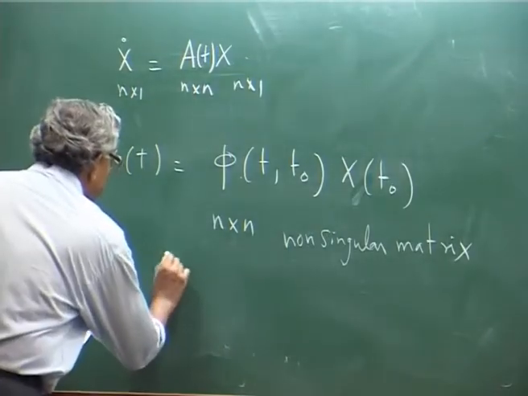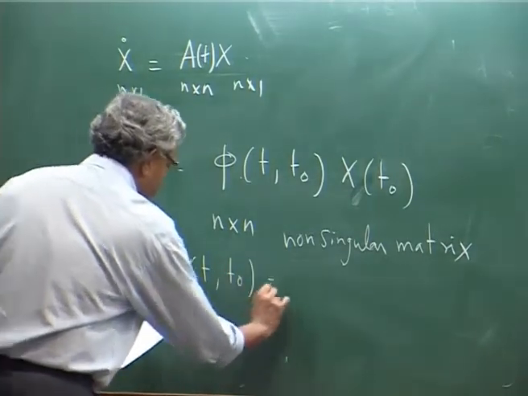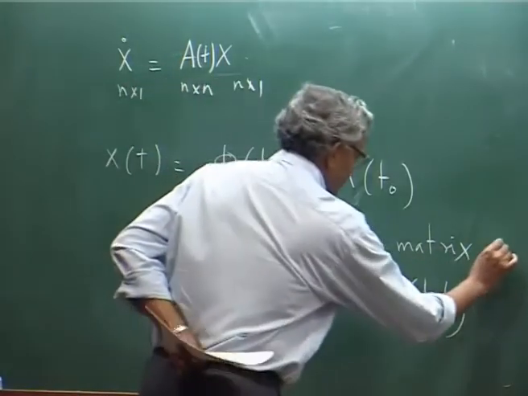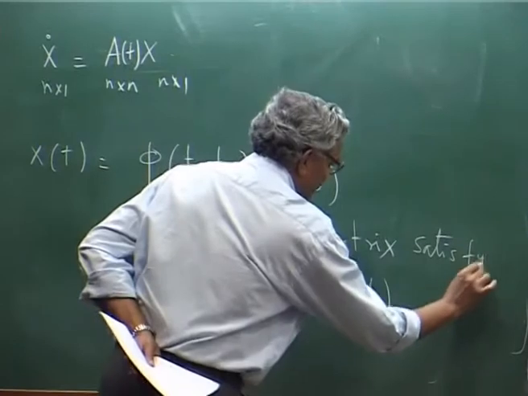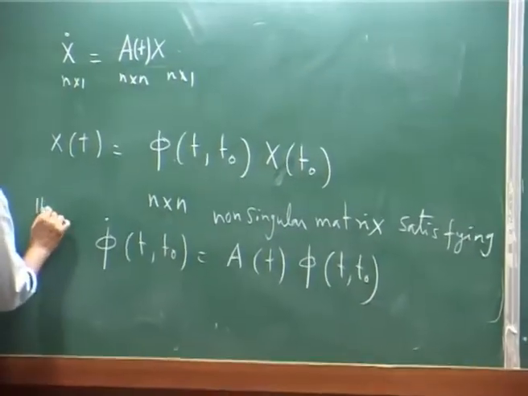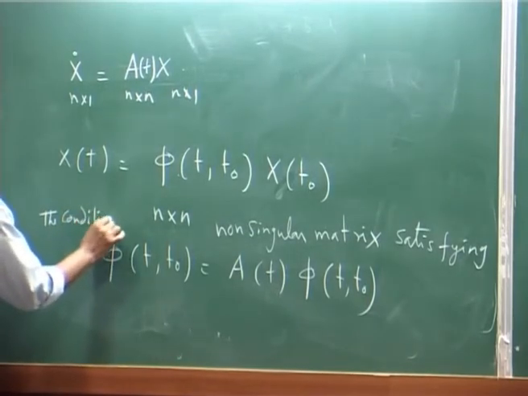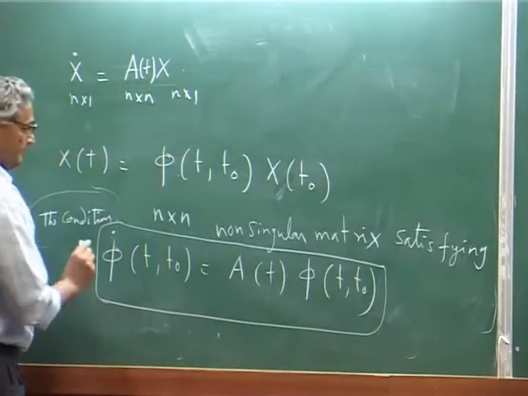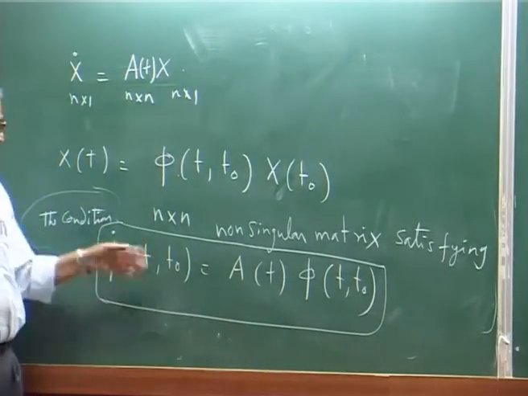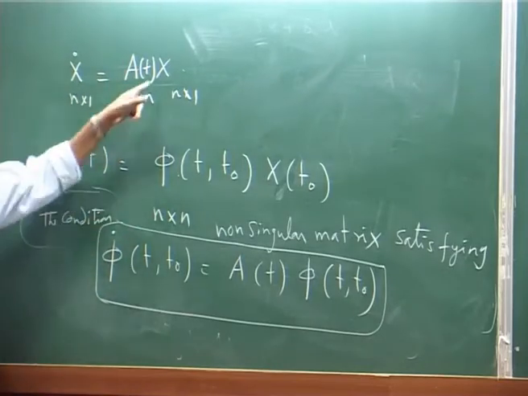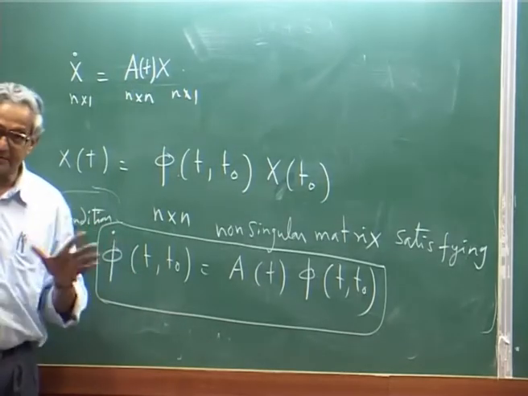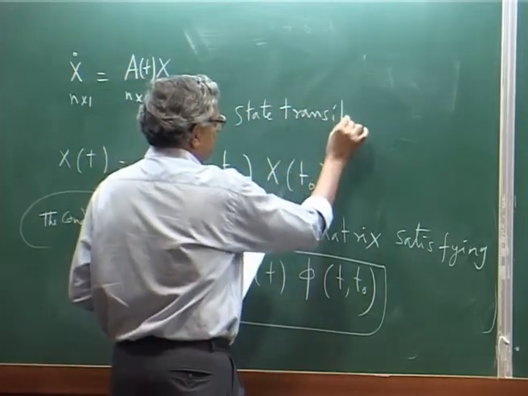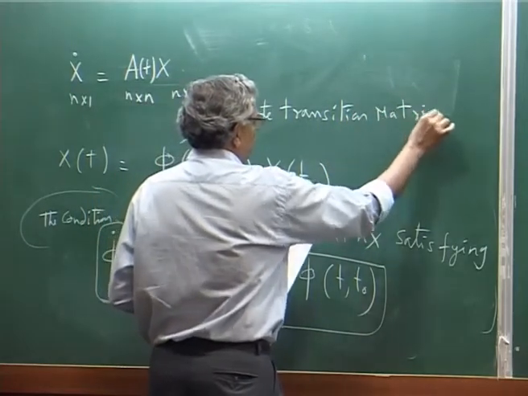It satisfies phi dot of t comma t 0 equals A of t times phi of t comma t 0. This has to satisfy this condition, please note. Phi dot looks like this equation itself, but here these are all states. This is the state transition matrix. So, you may call this the state transition matrix. Okay.